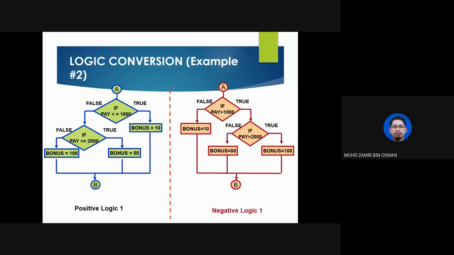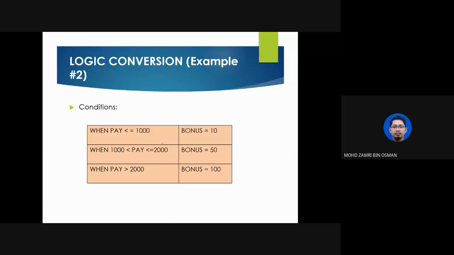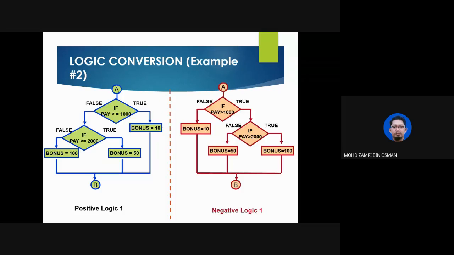You can try to figure out how you can design for this one. You may read this, and then you need to design the positive and also the negative logic structure. The best way is to design the positive one first, right? Let's say this one is positive. This is the first positive condition. You need to transform this one into the negative one, right?